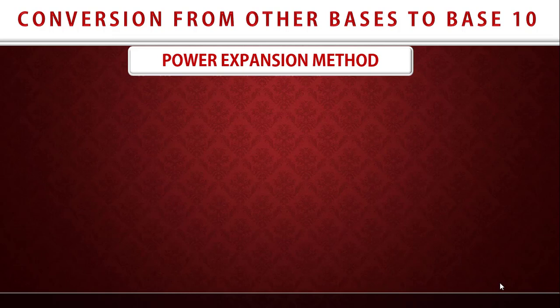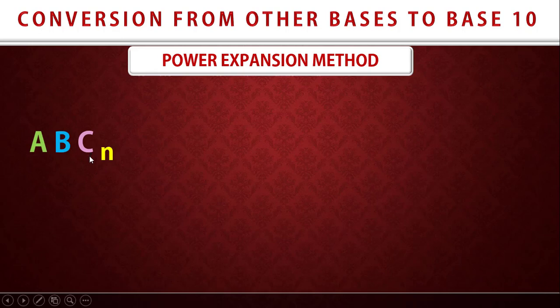Now is the time to talk about the power expansion method. Power expansion simply means the use of powers to expand the digits of a particular number. For instance, if you're given this particular number abc in base n, we assume a to be the first digit, b to be the second digit, and c to be the third digit. The c right here is the last digit in this particular number. We just assume this is a number.